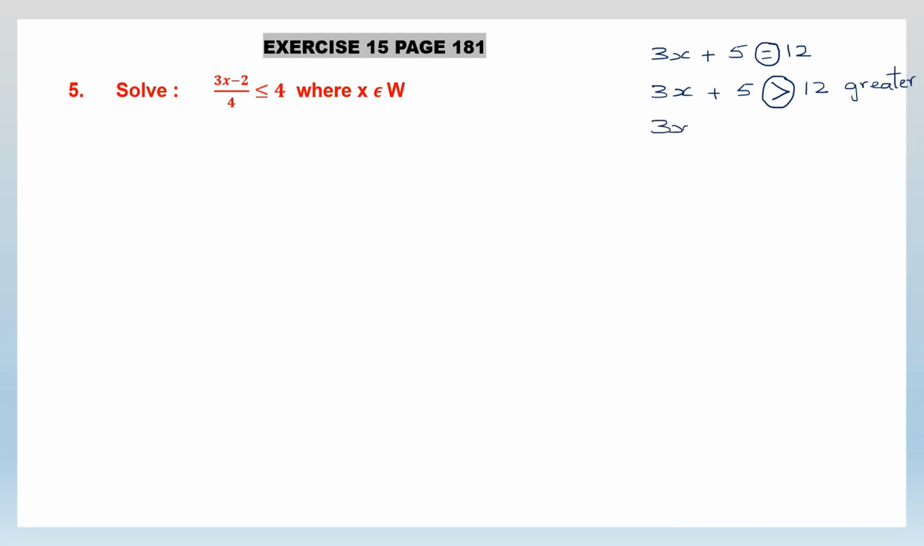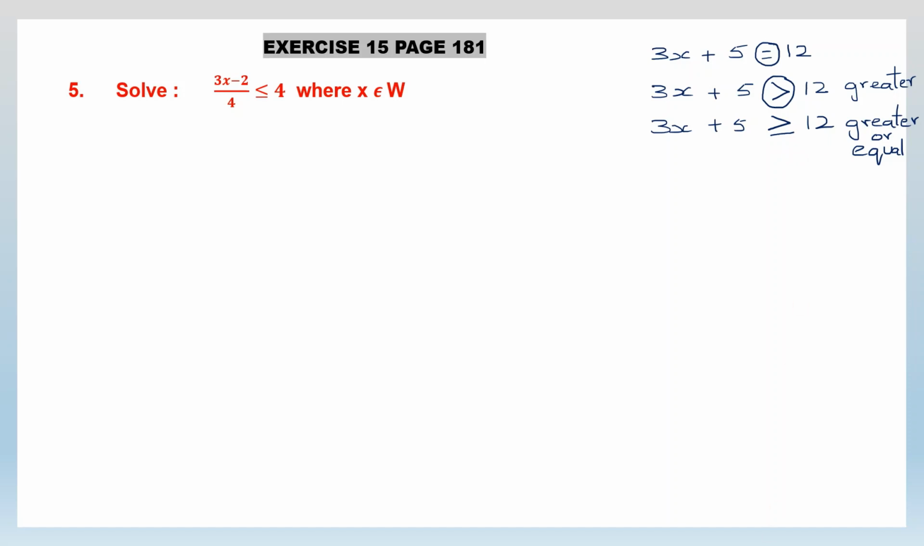Or we can say 3x plus 5 is greater than, and if you have a line drawn, then we say greater than or equal to. So the line that is drawn underneath the greater than sign tells us it's equal. Okay, so how do we read this? We read this as 3x plus 5 is greater than or equal to 12.